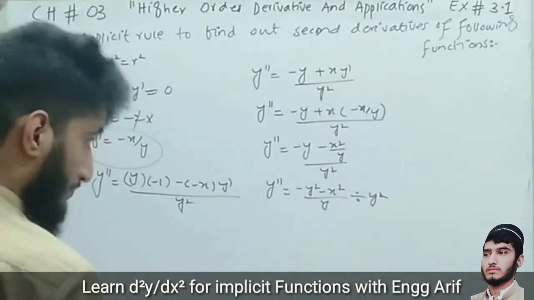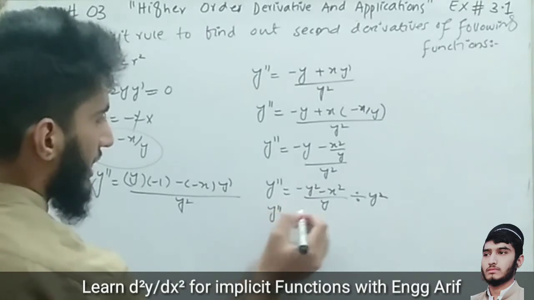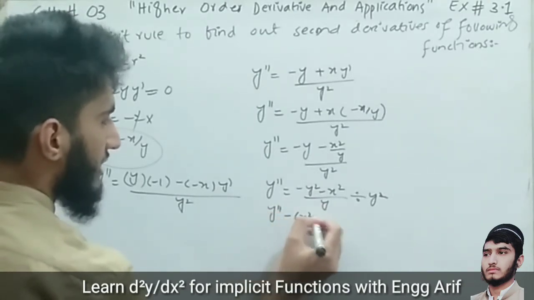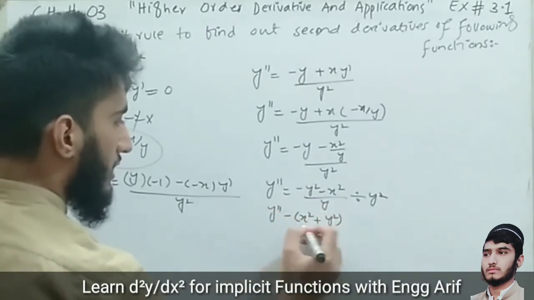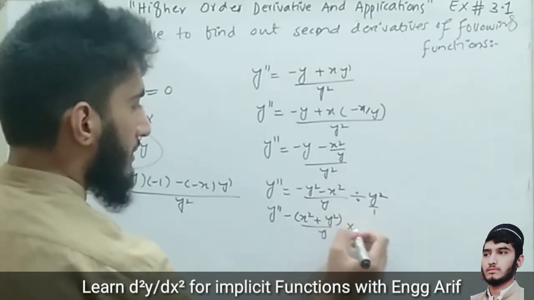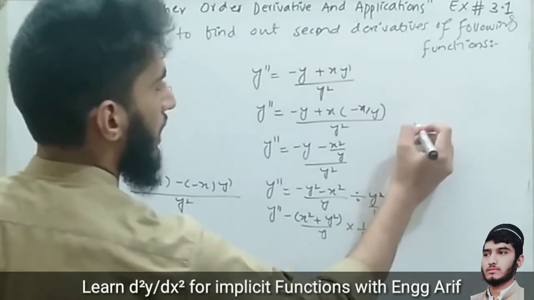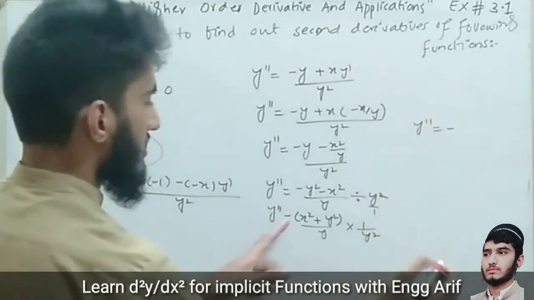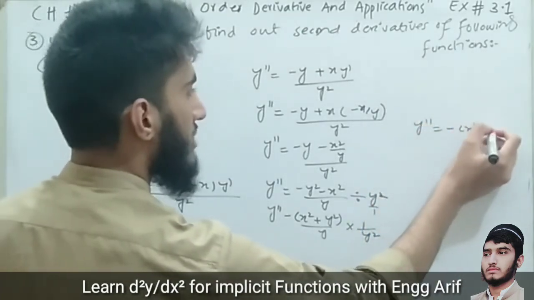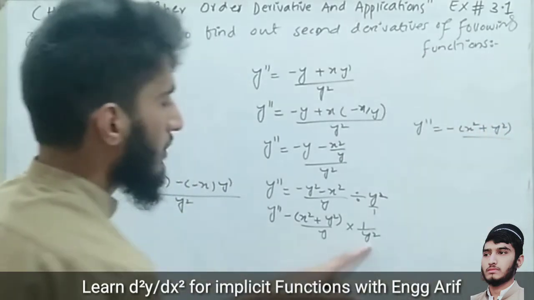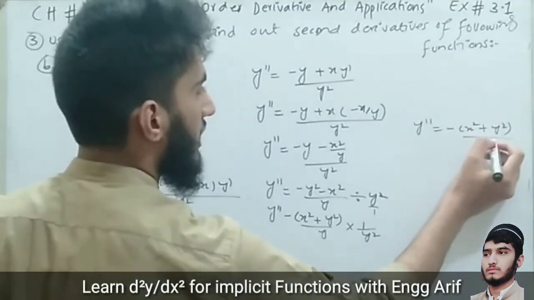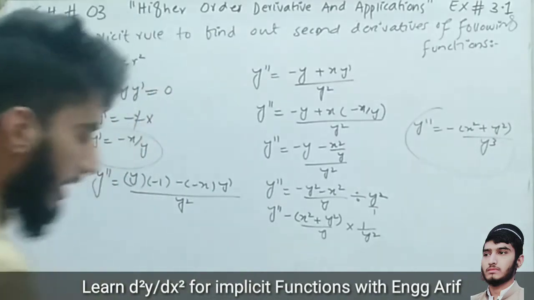Now after this, it becomes y double dash will be, take out minus common, it becomes x square plus y square divided by y, it becomes a 1 over y square. So it becomes y double dash will be minus time of x square plus y square divided by y square multiply y will give us a value y cube. This is the required second time derivative.